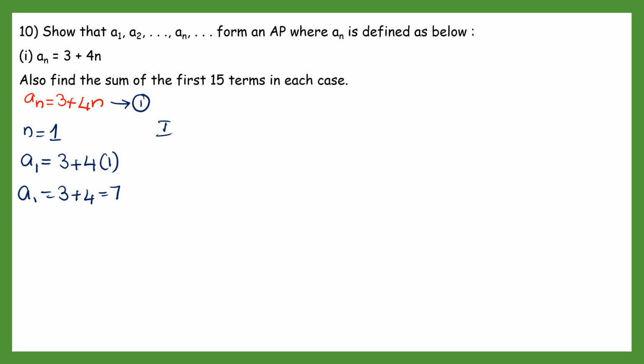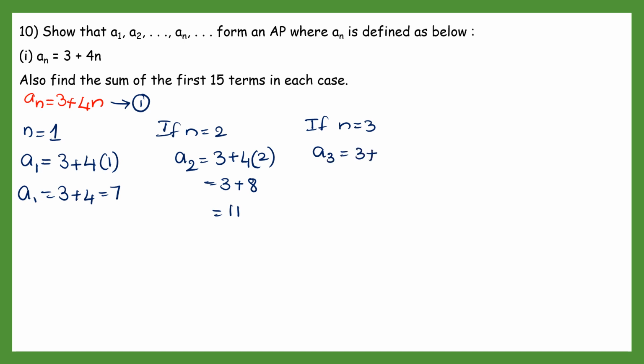Similarly, if n is equal to 2, you get a2 is equal to 3 plus 4 into 2. So, 3 plus 8. 8 plus 3 is 11. Similarly, if n is equal to 3, a3 is what? 3 plus 4 into 3, substitute the value of n here. So 3 plus 12. We get 15. Now we got an arithmetic progression.